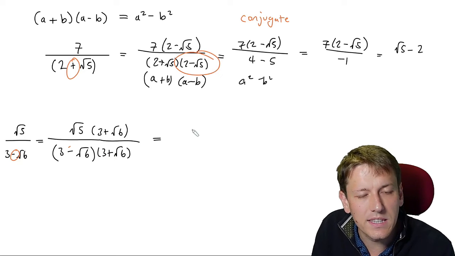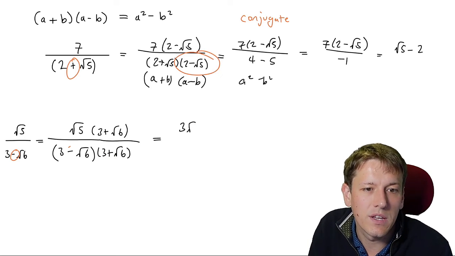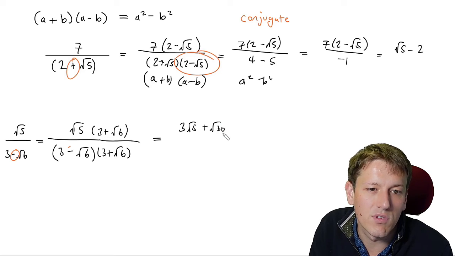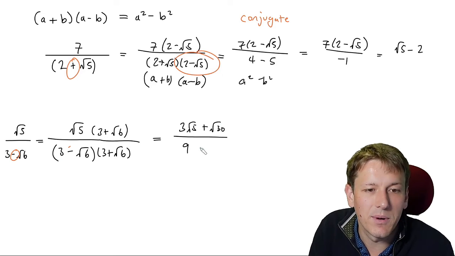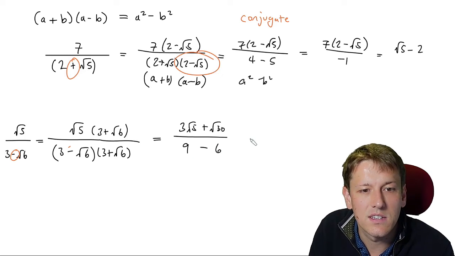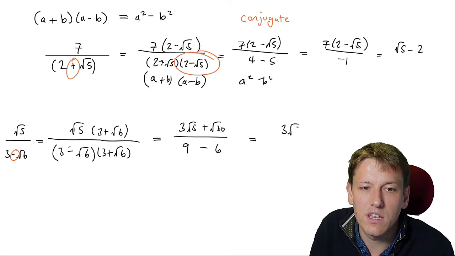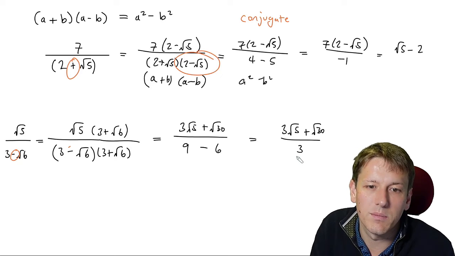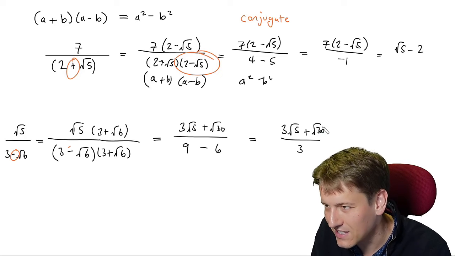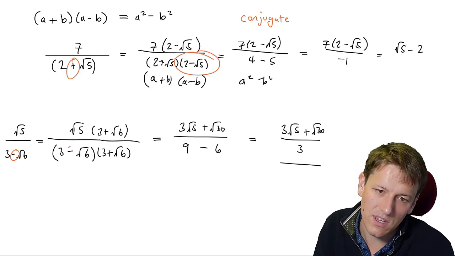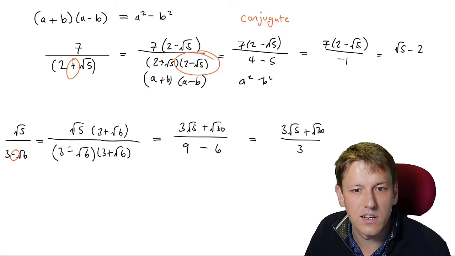By doing that, I've got on the top here 3 root 5 plus root 30. And on the bottom, I've got 3 squared is 9 minus root 6 squared, which is 6. So I end up here with 3 root 5 plus root 30 divided by 3. It looks like there should be a factor of 3 top and bottom here, but it's not quite, because the 30 is inside the square root there. So we have to leave it just like that.